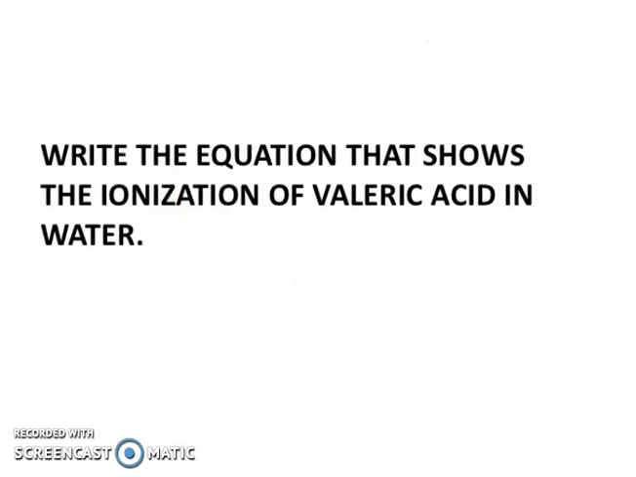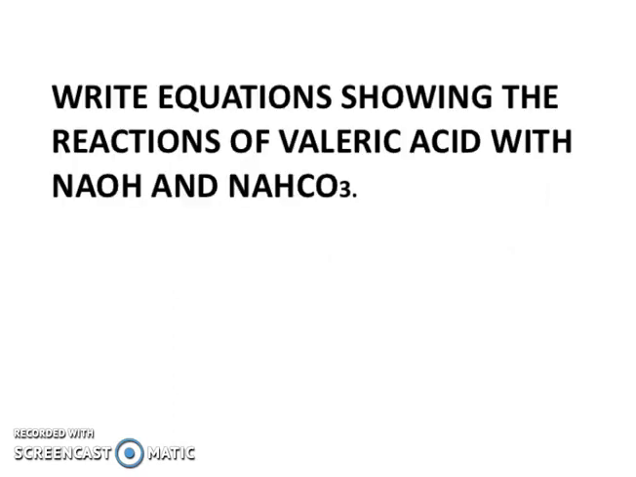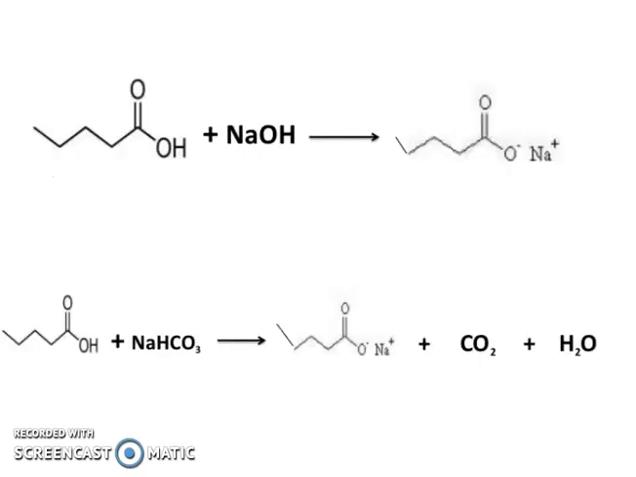Now write the equation that shows the ionization of valeric acid in water. So you can see the valeric acid in water, it gives the H3O plus and COO minus. So write equation showing the reactions of valeric acid with sodium hydroxide and sodium bicarbonate. You can see sodium hydroxide and with sodium bicarbonate. What is the difference? Only byproduct. In bicarbonate, carbon dioxide and water are removed. Here you can see, sodium is replaced by hydrogen, or hydrogen replaced by sodium.